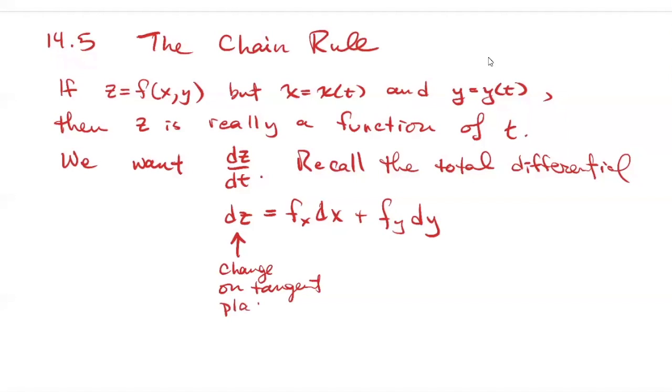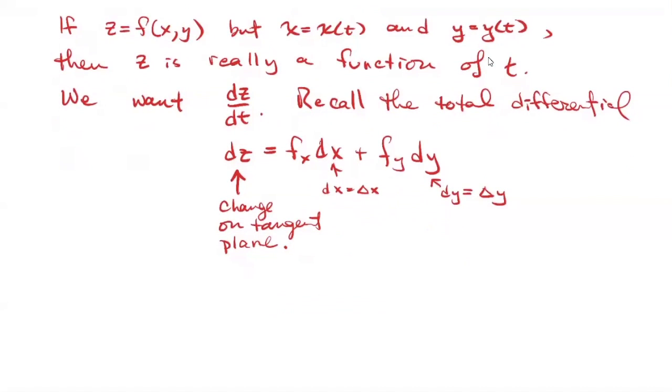So that's the change on a linear approximation f of xy. Okay, dx is just the same as delta x. It's just the change in x, and dy is the same as delta y, change in y. But dz is only the change on the tangent plane. Delta z is the change on f of xy, on the surface itself, not the linear approximation. So let me make that note here, not the tangent.